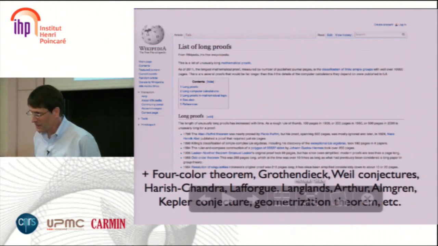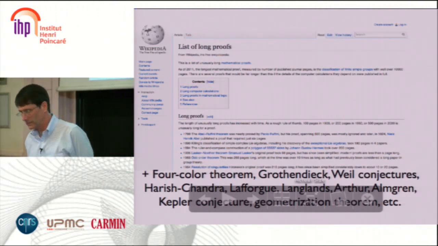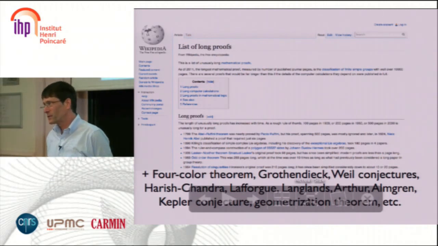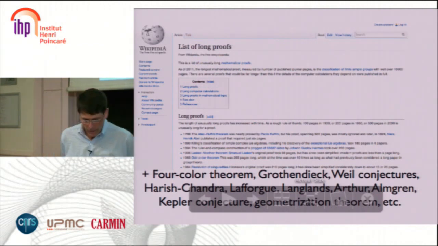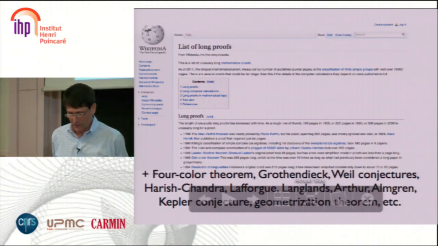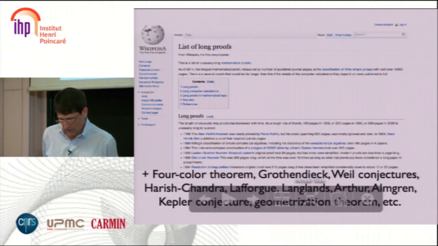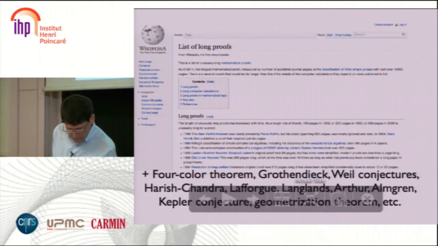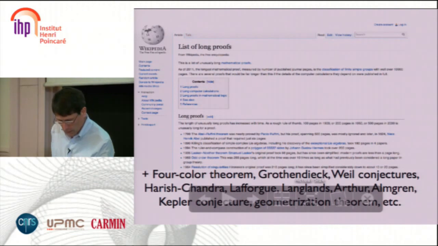My advisor is there, Langlands, for his work on Eisenstein series. Another of my advisor's students is there, Jim Arthur, for his work on the trace formula. Lafforgue, somebody else in the Langlands program, is there for his work on geometric Langlands. But also Harish-Chandra, Weil conjectures, and many others.